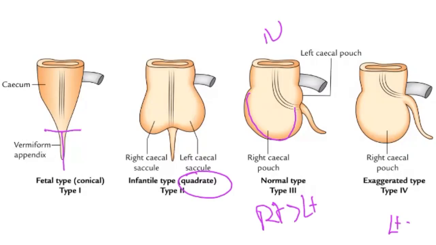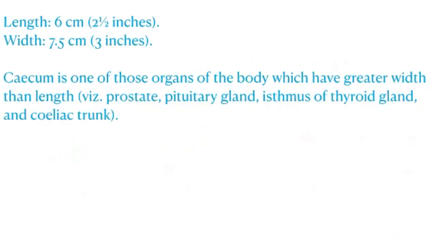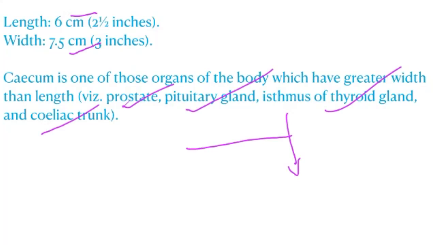The cecum is 6 centimeters in length and 7.5 centimeters in width. Cecum is one of those organs of the body which have greater width than length. Examples: prostate, pituitary, isthmus of thyroid, and celiac trunk. Coming to the relations. Visceral relations: anteriorly the coils of small intestine, greater omentum, and anterior abdominal wall. You can see that.